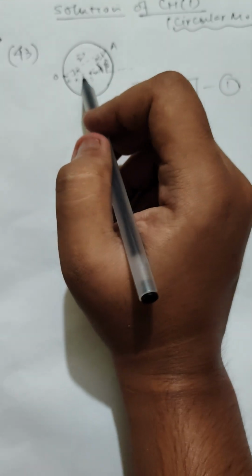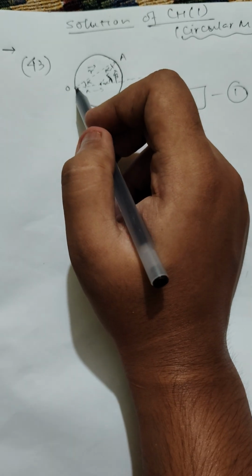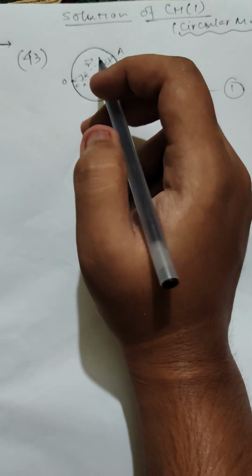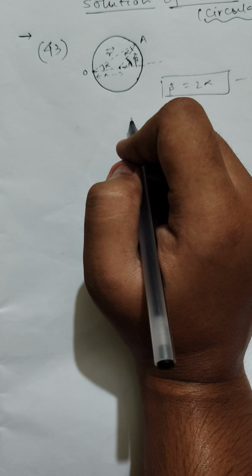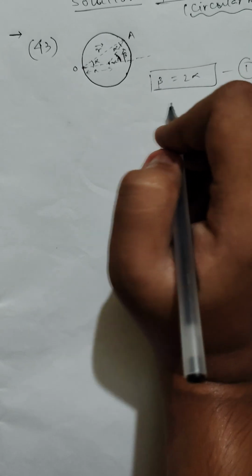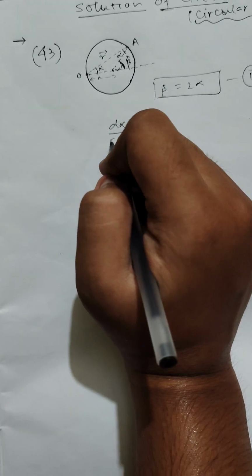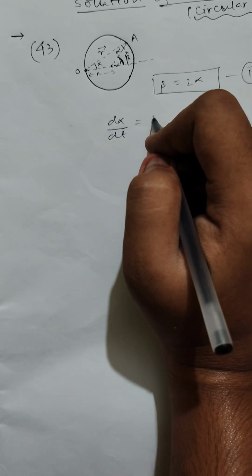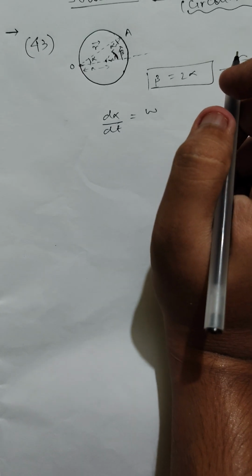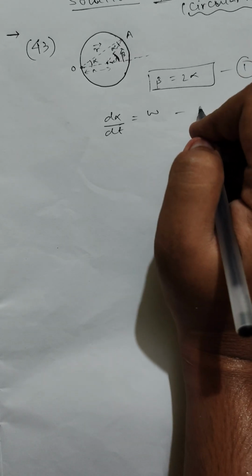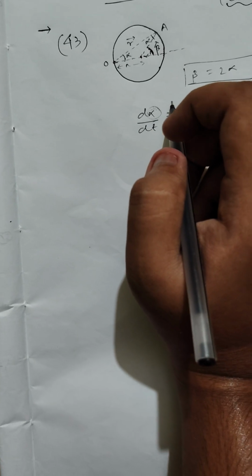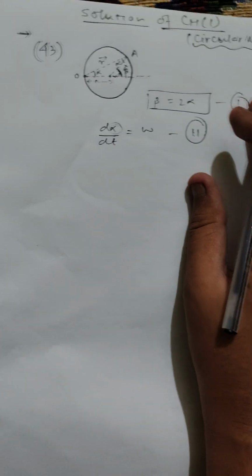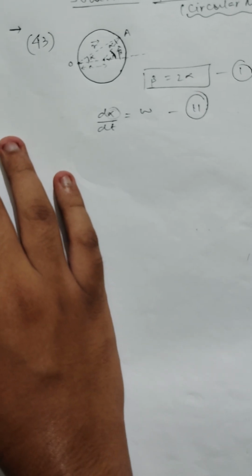So if we look at point O and alpha, d alpha by dt is omega. This is the second equation. This alpha should not be misunderstood as angular acceleration. This alpha is just an angle, okay? It's not angular acceleration. So this is the second equation.